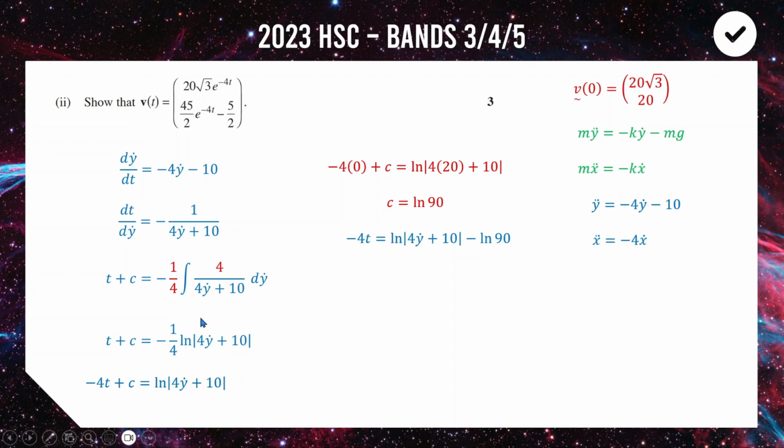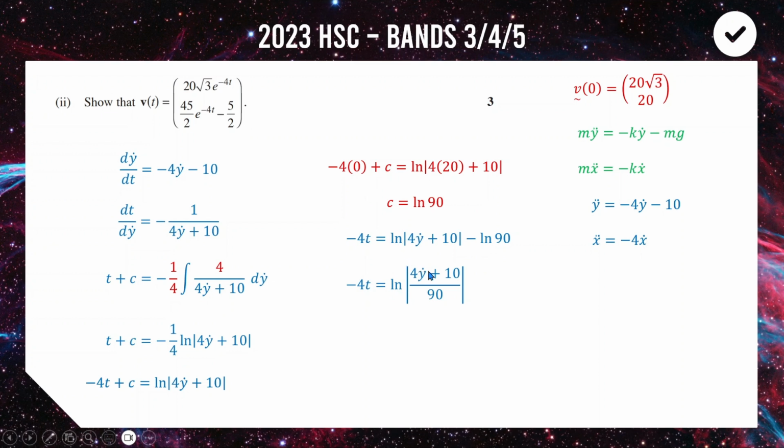Again, you could have just put your constant on the right. It doesn't matter, as long as you keep track of everything, it's all good. So constant on the right being negative log 90. Now we're going to divide everything. No, sorry, we're going to combine these two logarithms together because we're trying to make the y velocity the subject and make it look like this.